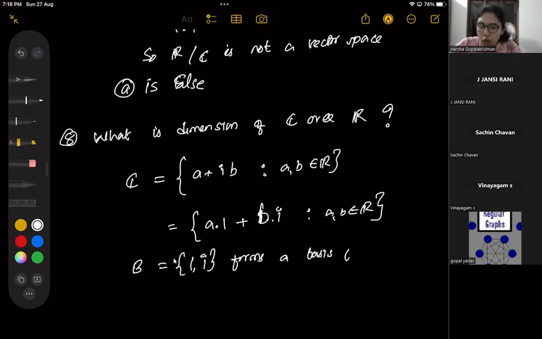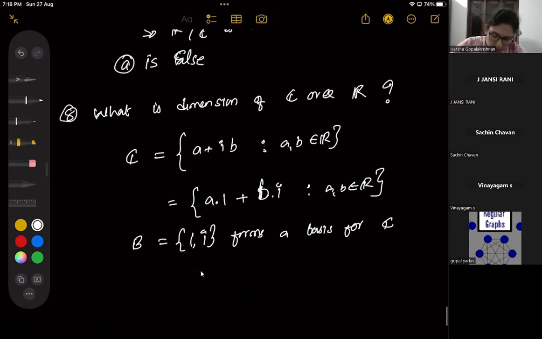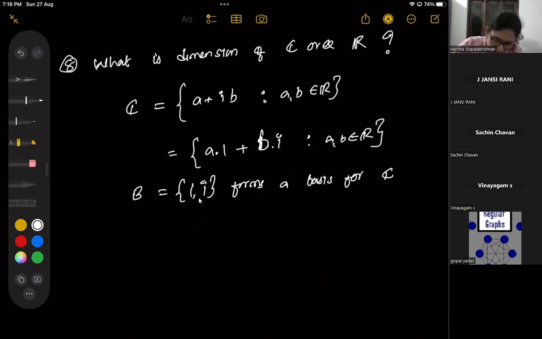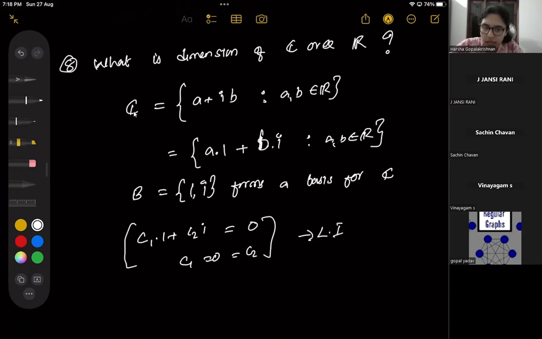Why is it a basis? Obviously, it is linearly independent, right? Any doubt that B is linearly independent? Just I can give one explanation. C1 into 1 plus C2 into i equal to 0. Yes, it is linearly independent because if I equate it to 0, both C1 and C2 equal 0, correct? And obviously, it spans all the complex numbers because of the form A plus iB. So it forms a basis.